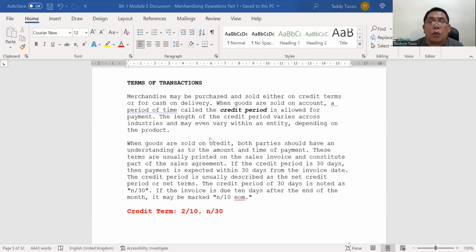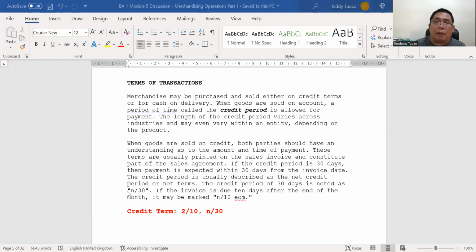The credit period is usually described as the net credit period or net terms. The credit period of 30 days is noted as net 30, or N30, meaning it is payable, or the credit period is 30 days. If the invoice is due 10 days after the end of the month, it may be marked net 10 EOM, meaning the invoice is due 10 days after the end of the month.